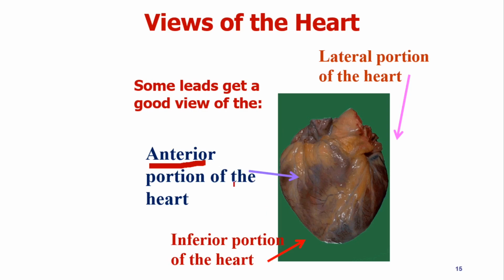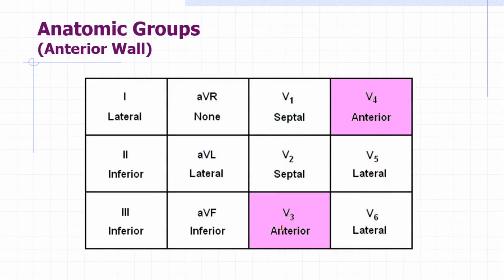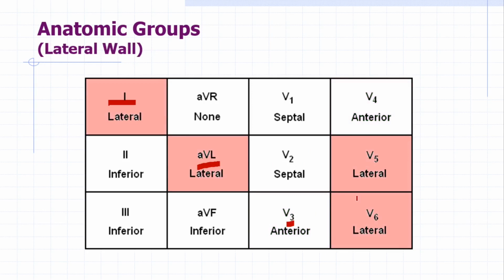Let us see which leads represent all these three portions of the heart. V3 and V4 represent the anterior wall of the heart. Whatever abnormality occurs in these two leads shows that the problem is in the anterior portion of the heart, while V1 and V2 represent the septal portion of the heart. Lead 1, aVL, V5 and V6, these leads will represent the lateral wall of the heart, because they view the lateral portion of the heart.